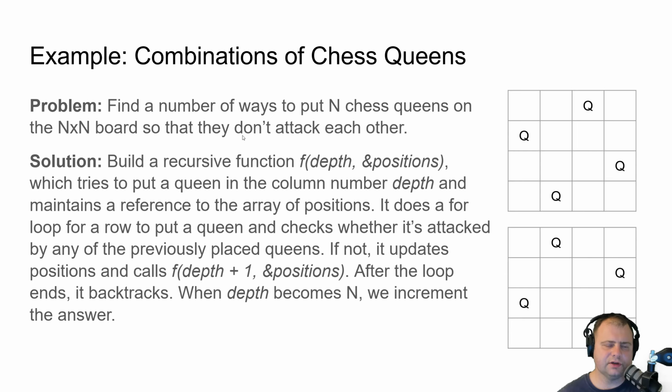Now a more complex example is combinations of chess queens. You need to put n chess queens on an n by n board so that they don't attack each other. On the right, there is an example of 4 queens on a 4x4 board, and there are 2 combinations. To remind, chess queens can attack horizontally, vertically, or diagonally.